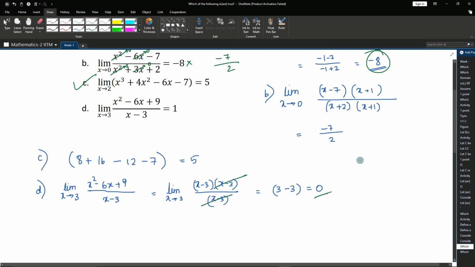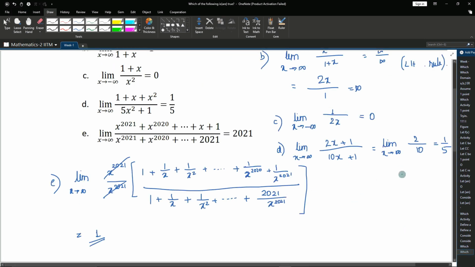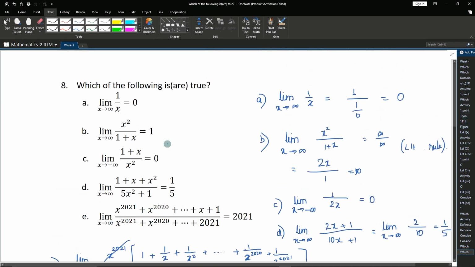Okay, so the last question: the limit as x tends to infinity of 1 by x, right? So what is infinity? Infinity is nothing but 1 by 0. Anything which is divided by 0 is infinity, which is not defined basically. So at x tends to infinity, if we directly substitute 1 by infinity, the limit value will be equal to 0, right?